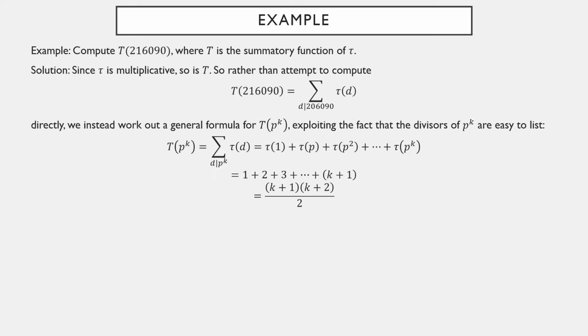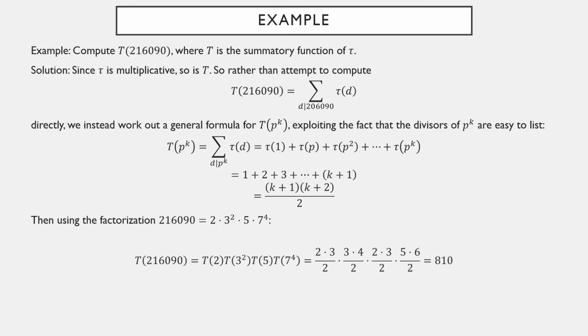Okay, the sum of the positive integers from 1 up to a stopping point is that number times the next one over 2. So now I can simply rely on the prime factorization, which isn't that difficult to determine, that 216,090 can be written as 2 times 3 squared times 5 times 7 to the 4th. Therefore, capital T of that number is T of 2, T of 3 squared, T of 5, and T of 7 to the 4th.